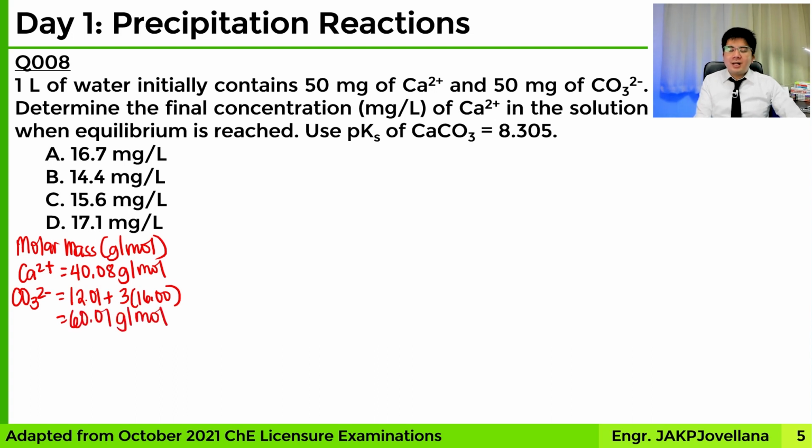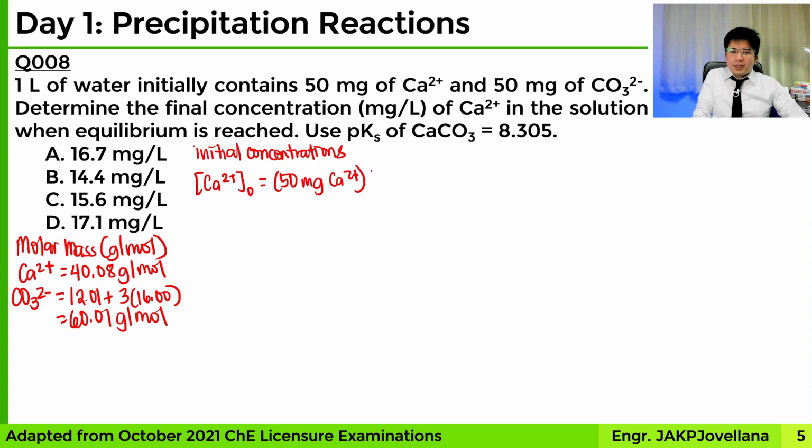So from the given, we can first calculate the initial concentrations of both species. So, initial concentrations for calcium 2 plus, let's denote that as Ca2 plus subscript 0, we have 50 milligrams of calcium 2 plus. Convert that first into grams. So 1 gram of calcium 2 plus is equivalent to 1,000 milligrams of calcium 2 plus. And then convert grams into moles.